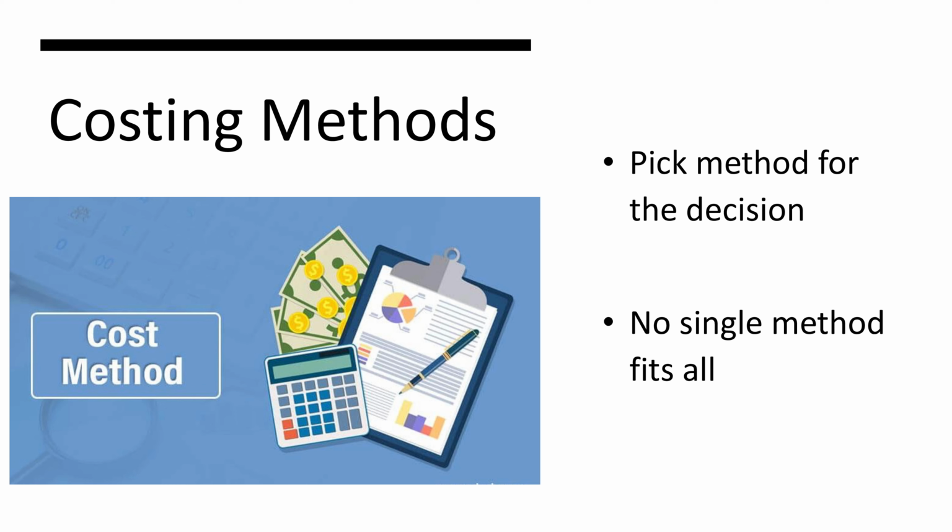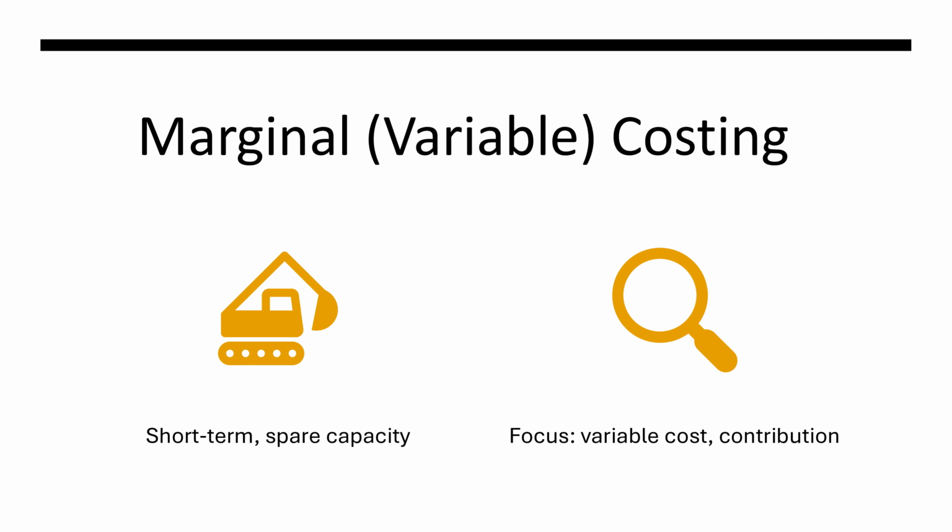Let's take a look at marginal, which is variable costing. Short-term decisions, like pricing a once-off order when I have spare capacity, I look at variable costs per unit: direct materials, direct labor, and variable overhead. If the selling price is above the marginal cost, the extra units contribute to fixed costs and profit. Note, I do not include fixed factory overhead in this unit decision because in the short term, it doesn't change with one more unit.